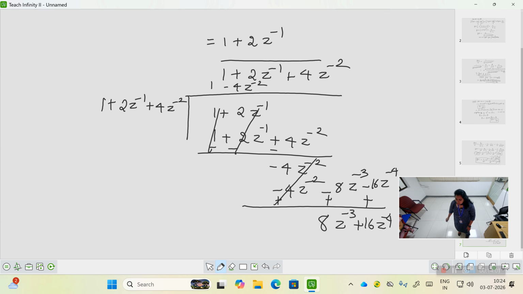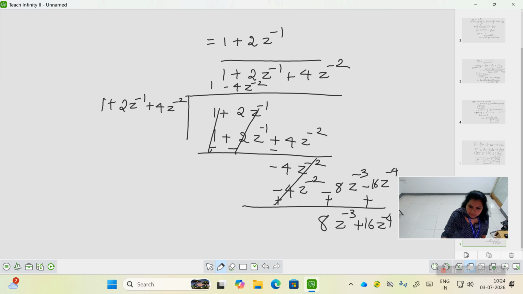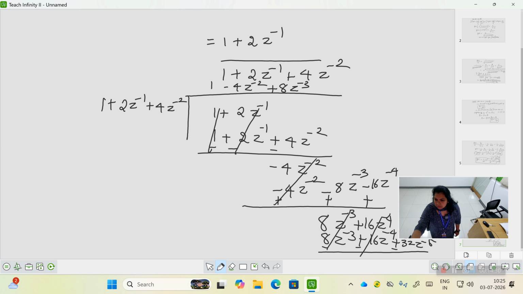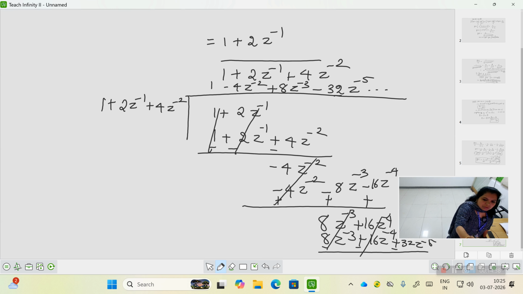Is it? Now which term can we cancel? Next we are going to cancel this one. So take it out and put it on the top. Multiply once again. 8 z power minus 3. You get 16 z power minus 4. Next term will be 32, is it? 32 z power minus 5. So once again change the sign. It will get cancelled. So keep on going. Okay, look here, some terms will be missing. So this is the value we got.